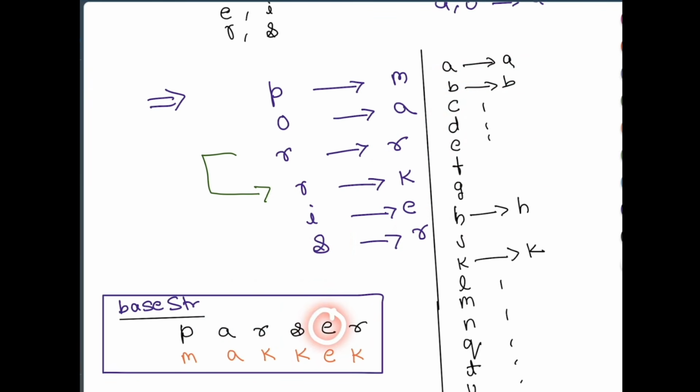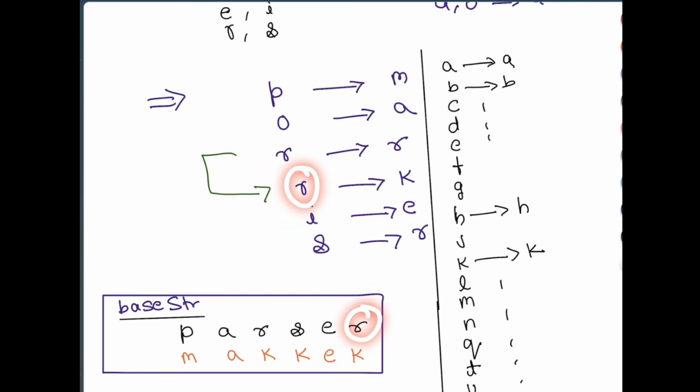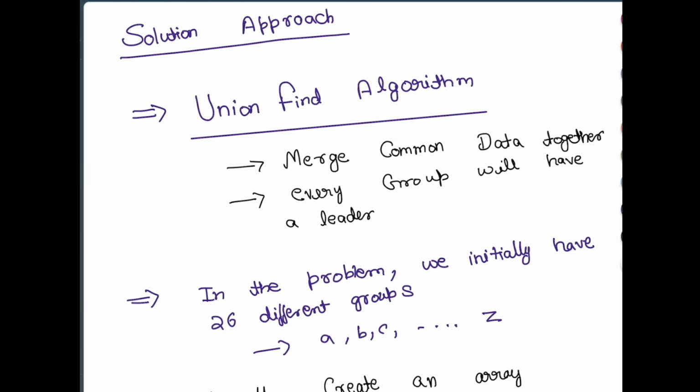For E the value is E, so we need to replace it with E, and we don't need to go further, because for E it is already E, and for K it is already K. For R it is K, and for K it is already K, so we will replace R with K. That's the whole concept of this algorithm and the problem itself. We just need to understand this union find algorithm, which merges common data, and for every group it will have a leader.